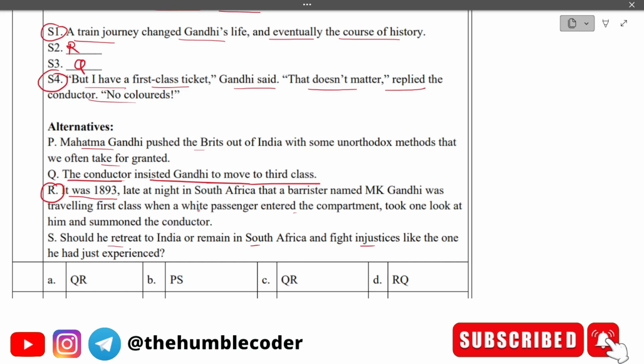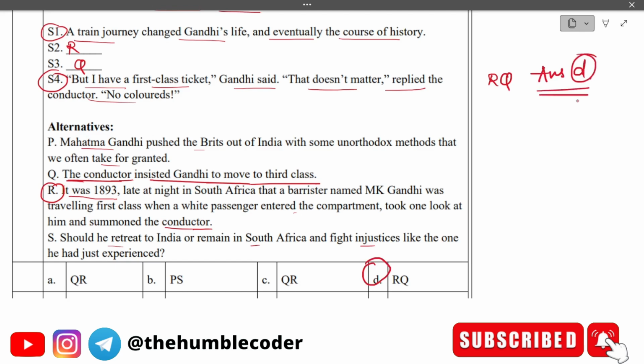Basically, see what is going on is in R, late night in South Africa, the barrister named M.K. Gandhi was traveling first class when a white passenger entered the compartment, took one look at him and summoned the conductor. See, where the sentence was ending, he summoned the conductor. So after the conductor is summoned, what will happen? That should be continued. So this statement is correctly mentioning that. That is why the conductor insisted Gandhi move to the third class. Okay, so the correct answer that we have got is R and Q, which is option number D in our case. So the correct answer for this question is going to be option number D.